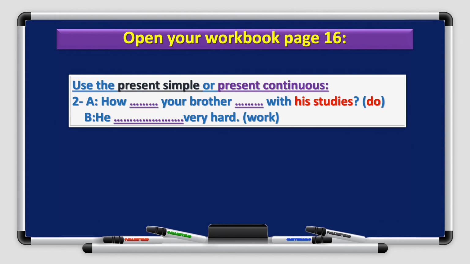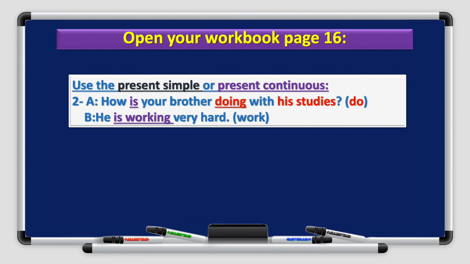Verb do. He blank very hard. You have the verb work. So how, we're going to use the present continuous, is your brother doing with his studies? Excellent job. He is working very hard.